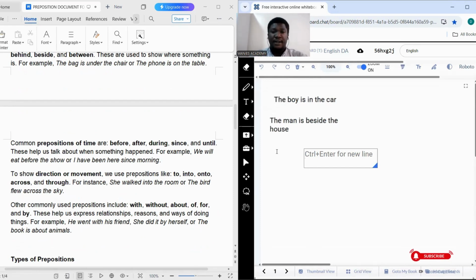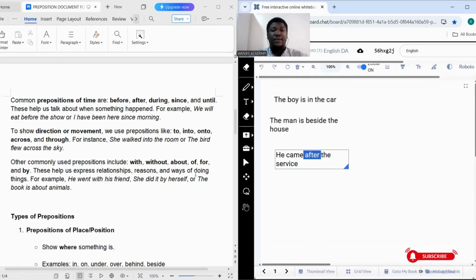He came after the service. After here is the preposition of time, telling us when he, which is the noun, arrived. Now, prepositions are also used to show directions of movement. We use prepositions like to, into, onto, across, and through to show us direction of movement. Now, for example, she walked into the room, the bird flew across the sky. Into and across are prepositions that show direction and movement.